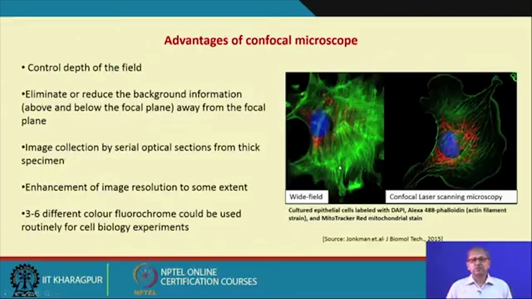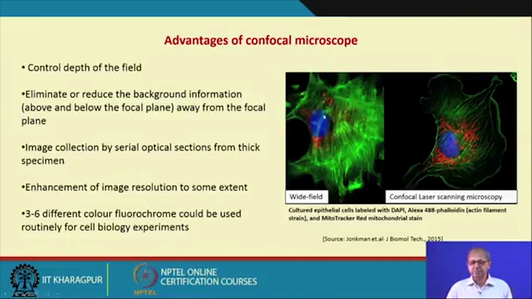In contrast, if we use confocal microscopy, we have several advantages: control of the depth of field, elimination or reduction of background information away from the focal plane, above and below it, and image collection by serial optical sectioning from thick specimens. There is also enhancement of the image resolution to some extent due to the pinhole, and routinely 3 to 6 different color fluorochromes can be used for cell biology experiments.